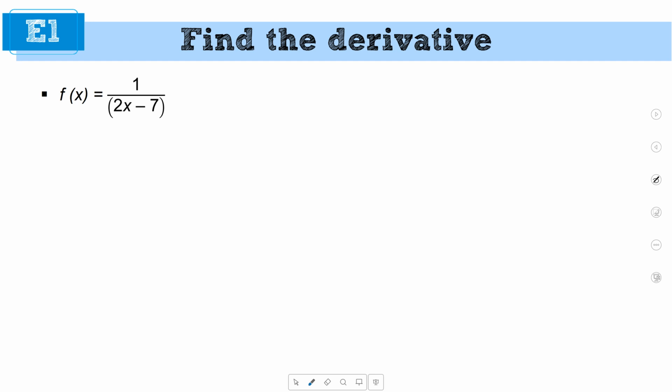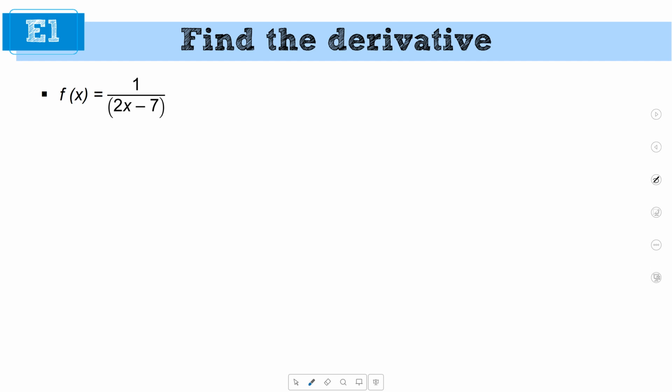This one we seem to be in agreement on. Everybody good to go? Negative 2 over the quantity 2x minus 7 raised to the second power. Or maybe you wrote it as negative 2 times the quantity 2x minus 7 to the negative 2 power. But regardless, there you go, quotient. Chain rule is a different technique that will allow us to solve a problem like this.